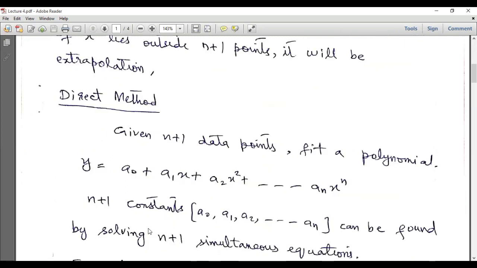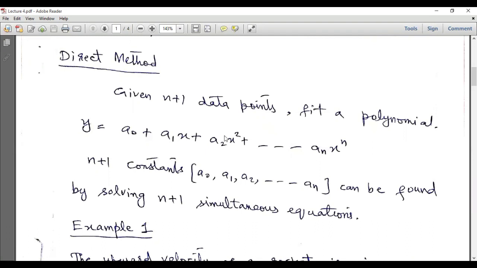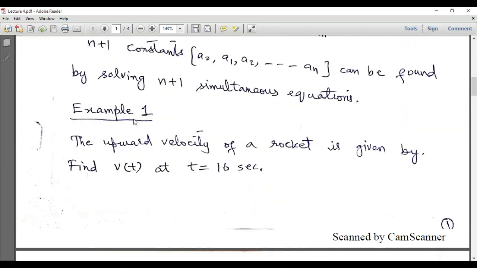When we use such a polynomial to do fitting, we have to first calculate these coefficients. These are the unknown coefficients a naught, a1, a2, up to an. So here we have n plus 1 constants, a naught up to an, and they can be found by solving n plus 1 simultaneous equations. So we have to build n plus 1 equations if we are going to find n plus 1 unknowns. Let's solve one example to get a deeper insight into the direct method of interpolation.